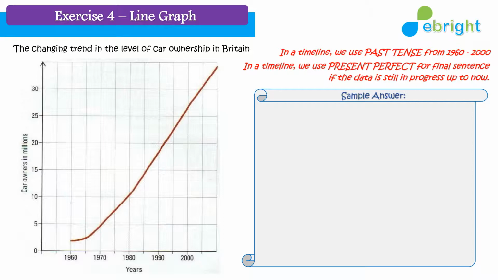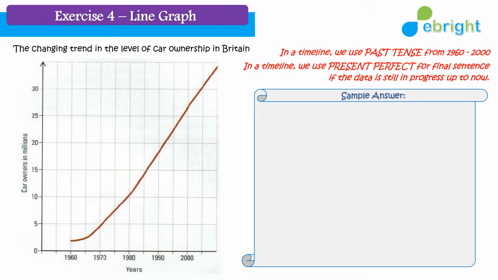Great. Exercise 4, line graph. So, don't you think that line graph is very simple? It's only one line over there. Even though it seems very simple, actually, in reality, it's very complicated to make. So, let's see over there.